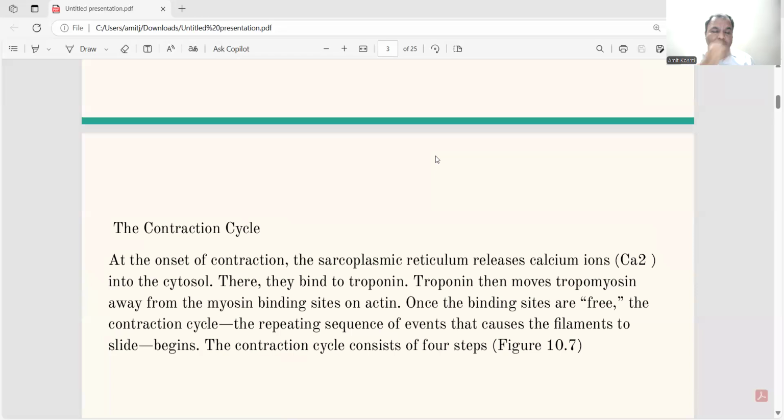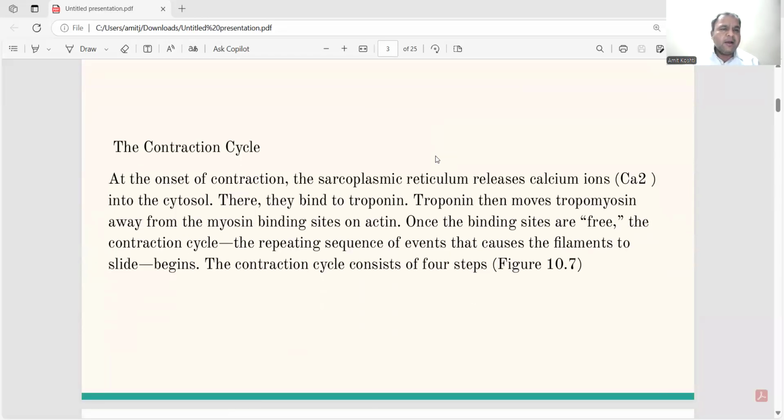Now this is the four-step contraction cycle. What happens at the onset of contraction? How does it begin? The signal is the calcium ion release. The sarcoplasmic reticulum releases calcium ions into the cytosol. There they bind to troponin.